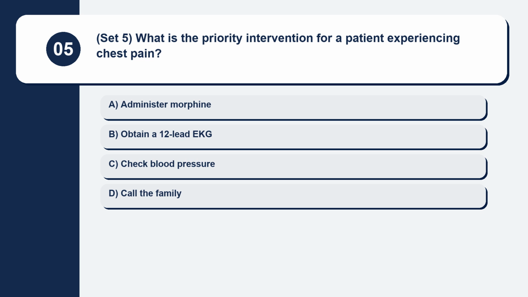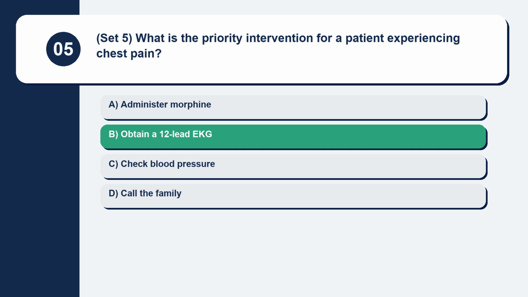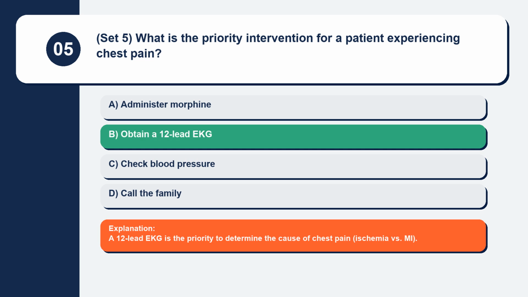Question 5. Set 5. What is the priority intervention for a patient experiencing chest pain? Administer morphine, obtain a 12-lead EKG, check blood pressure, call the family. A 12-lead EKG is the priority to determine the cause of chest pain, ischemia versus MI.